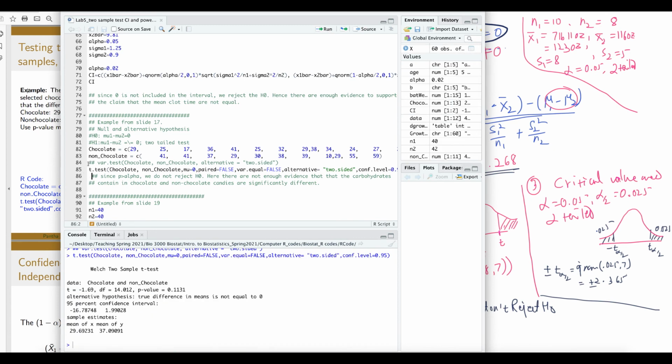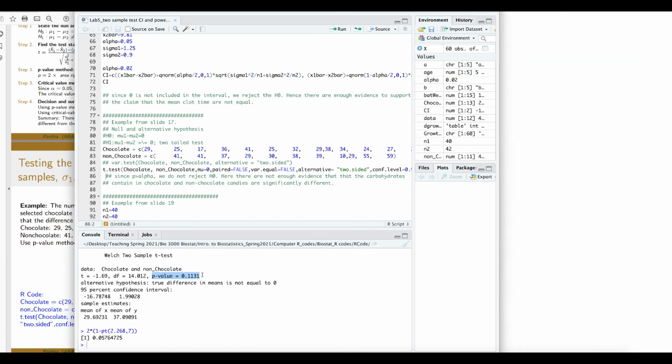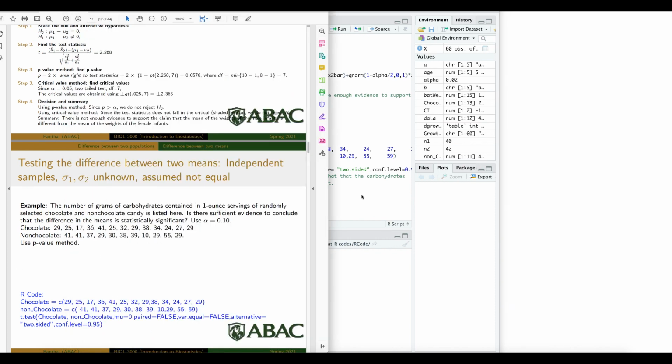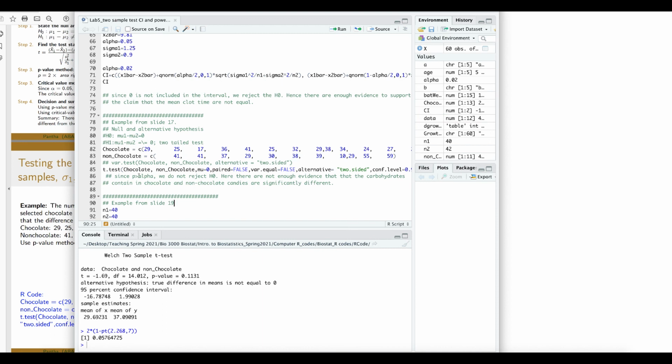Look at this. So the t-test gives you the p-value is 0.1131. Okay. So p-value is 0.1131 means we do not reject the null hypothesis in this problem too. Let us see what I said. Since p is greater than alpha, we do not reject H sub 0, that is the null hypothesis. Hence there is not enough evidence that the carbohydrate content in the chocolate and non-chocolate candies is significantly different. So there is not enough evidence to conclude that.